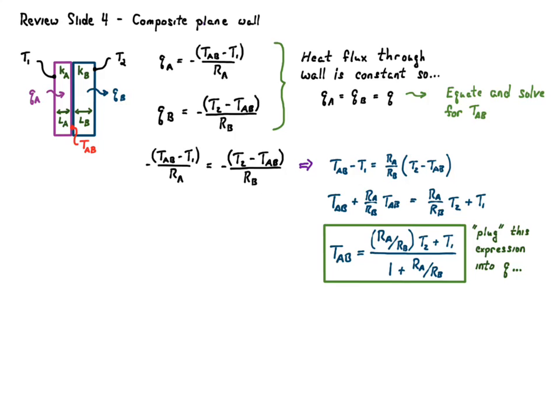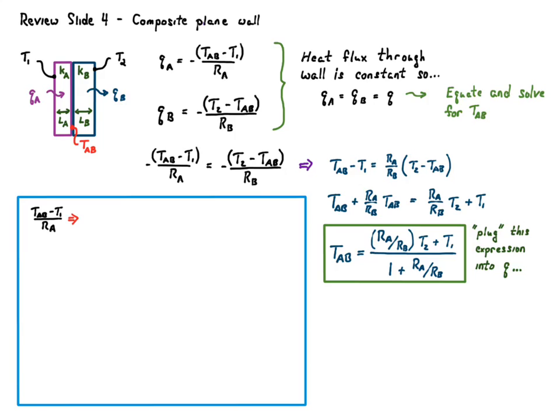So now that we have an expression for TAB, we can go ahead and plug that expression into either QA or QB, because Q now equals minus the quantity TAB minus T1 over RA. So we'll go ahead and do that. We're going to start from this value. And I'm going to drop the minus sign just to evaluate what this quantity is. Just TAB minus T1 over RA.